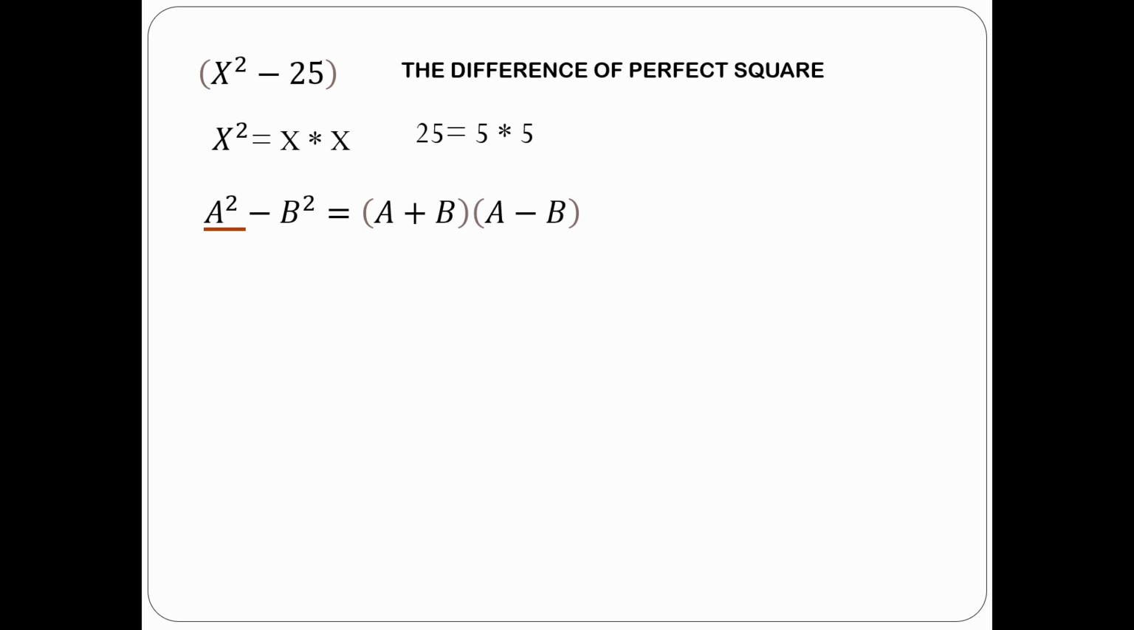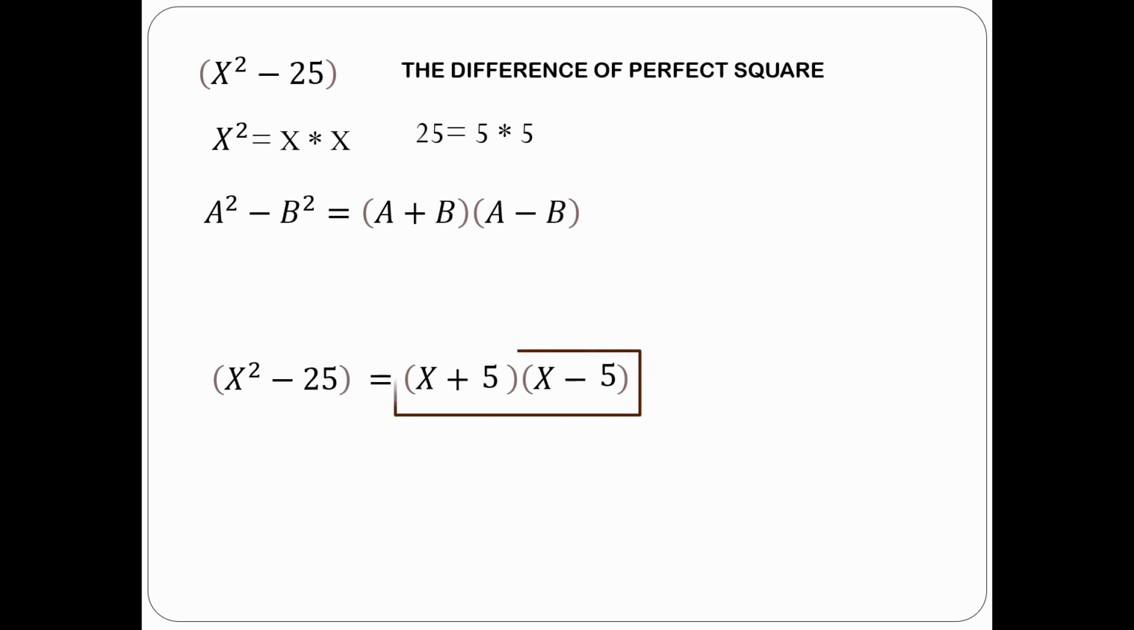So a squared can be represented by x squared, while b squared can be represented by the number 25. Going back to our problem, to factor it, based on the formula, a is the square root of x squared. So what is the factor of x squared minus 25? The factor of x squared is equal to x times x. Now b is the square root of 25. It is 5. So our answer is x plus 5 times x minus 5.